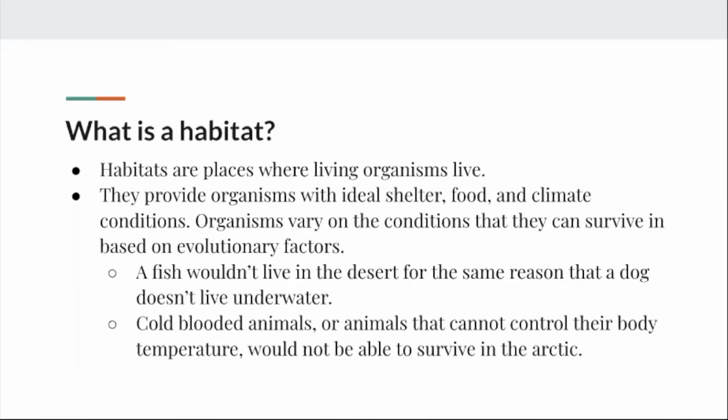Also, cold-blooded animals, or animals that really just cannot control their body temperature, aren't able to survive in the Arctic, and this is because they cannot control their body temperature. So us humans, we shiver when we're cold, and that generates heat. However, these organisms can't generate heat, so if they live in cold environments, they'll just die. And if they live in overly hot environments, they could potentially die as well.